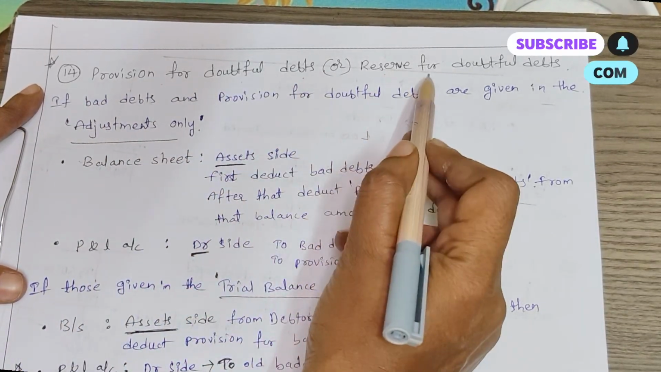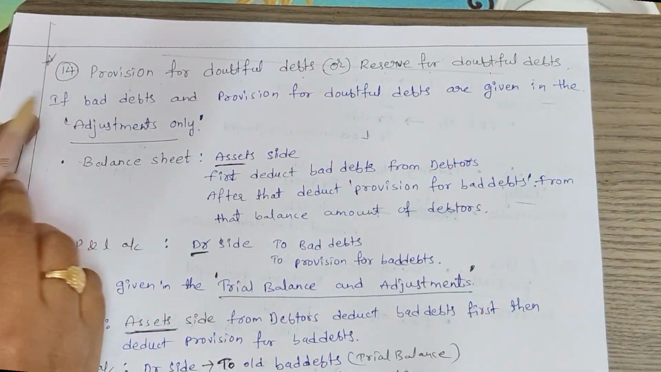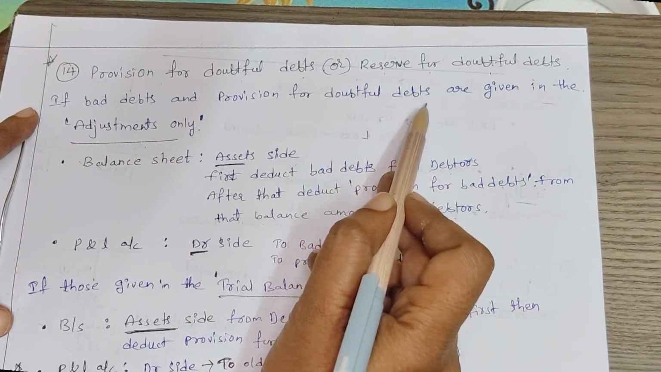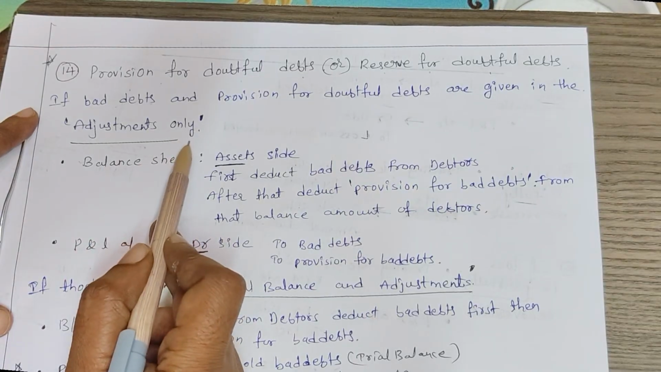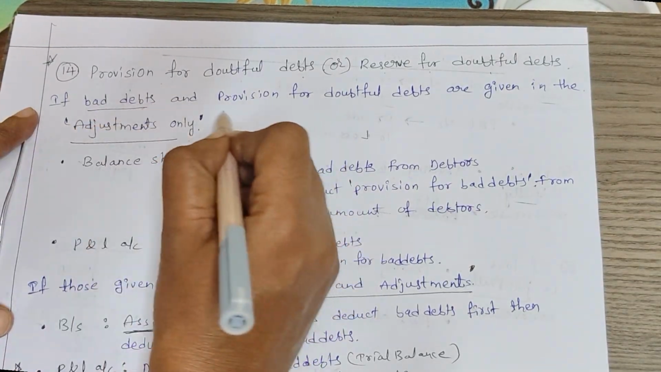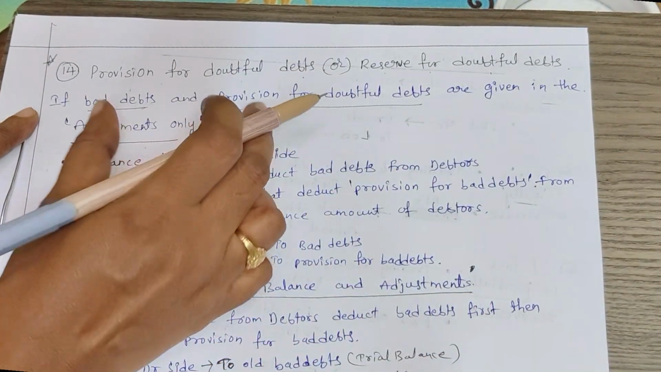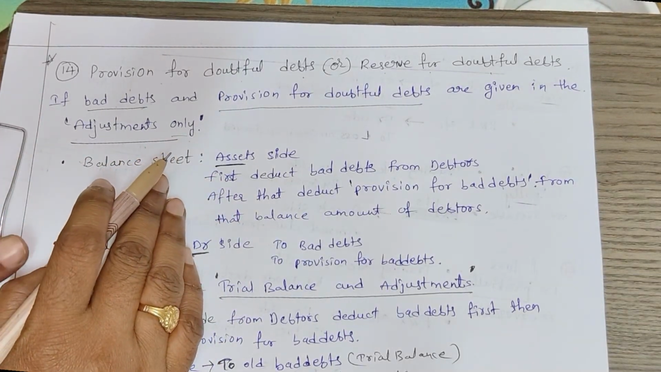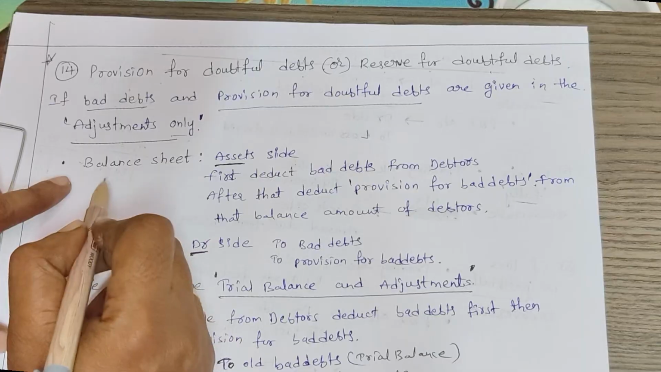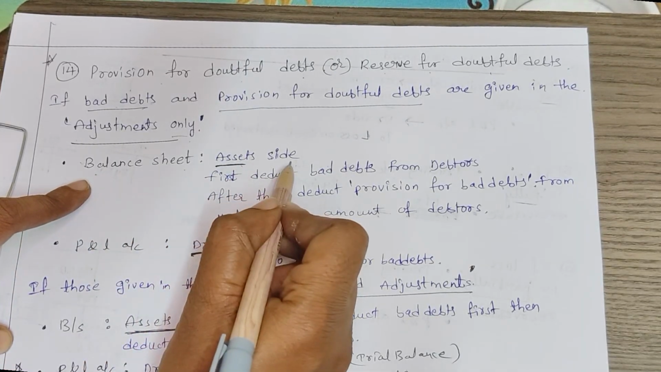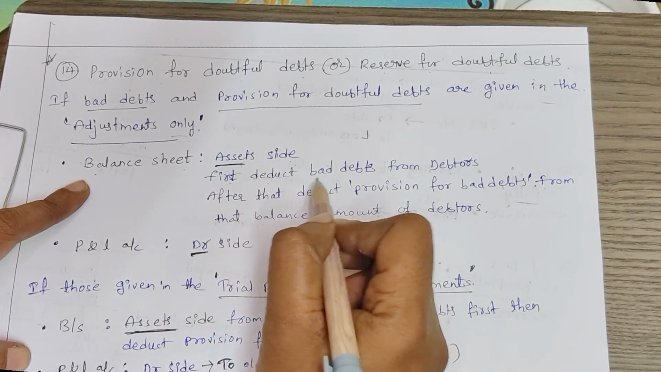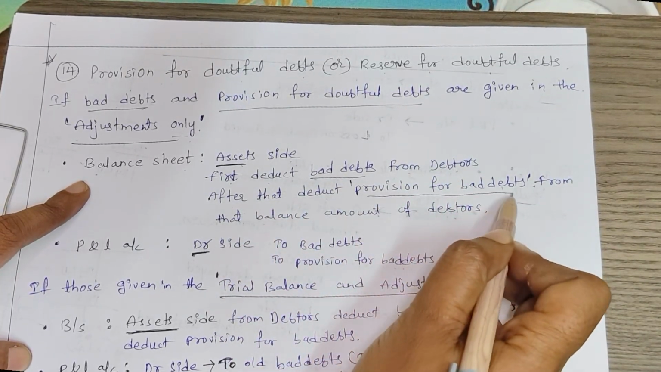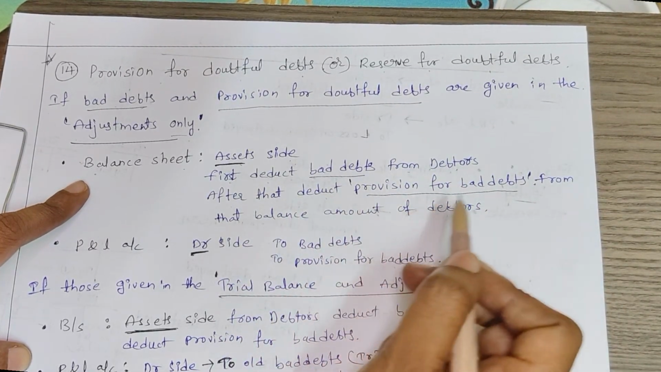Okay, and the last one, a very important adjustment, provision for doubtful debts. We can say reserve for doubtful debts. If bad debts and provision for doubtful debts are both given in the adjustments only, how do we adjust that? On the balance sheet asset side, first deduct bad debts from debtors. After that, deduct provision for bad debts from the balance amount of debtors.